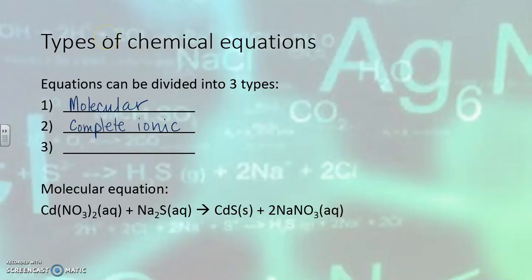And the other type you can have is a net ionic.